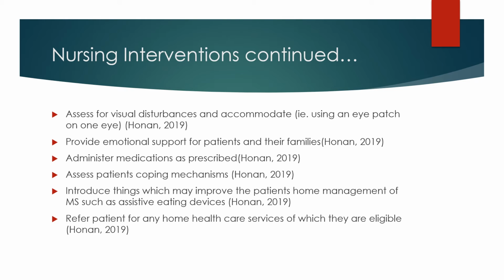In patients with MS, visual disturbances are common, so it's important to assess for those and accommodate. An example of this would be to use an eye patch on one eye for patients who have diplopia, or double vision, because this can help to focus their vision. You want to make sure to be providing emotional support for patients as well as their families during these times, especially during exacerbations, as this can be very stressful. You want to make sure you're administering the medications as prescribed and assessing patients' coping mechanisms. It's important to introduce things which may improve the patient's home management of MS, such as assistive eating devices, and refer your patient to any home health care services for which they are eligible.